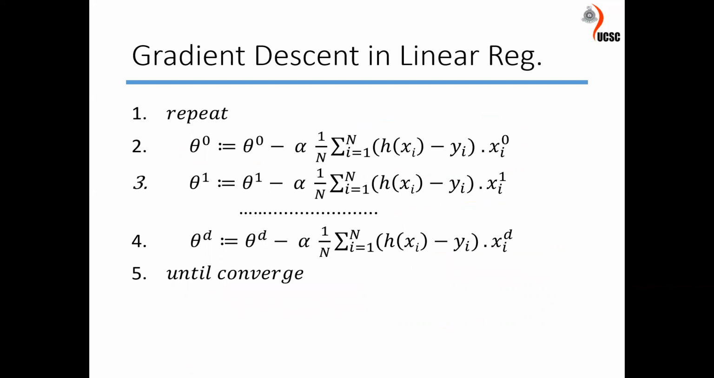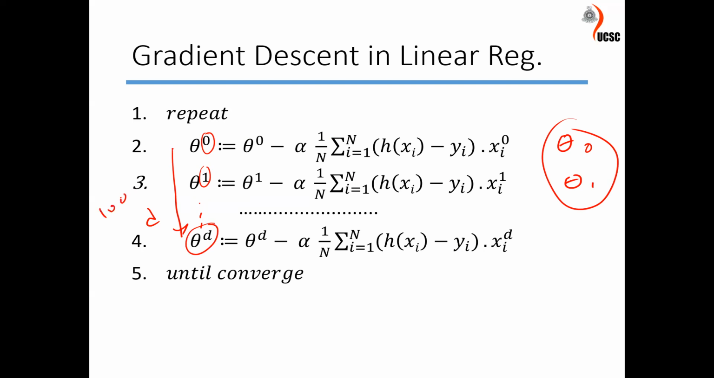Then we update all our theta values, right? We now have d number of thetas. Previously we had only theta 0 and theta 1 in the univariate case, but now we start from theta naught and go until theta d. Suppose we have 100 features, then you should update 100 parameters as well. You have to do this until it converges, right?